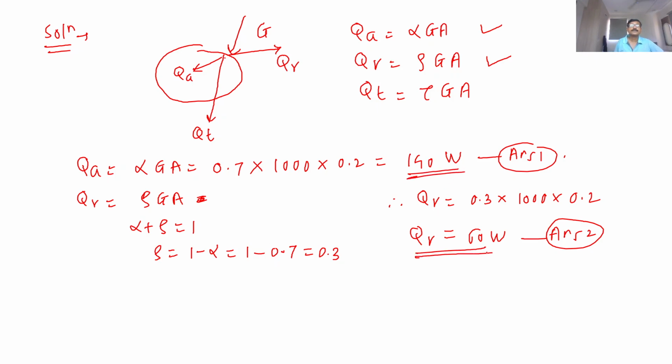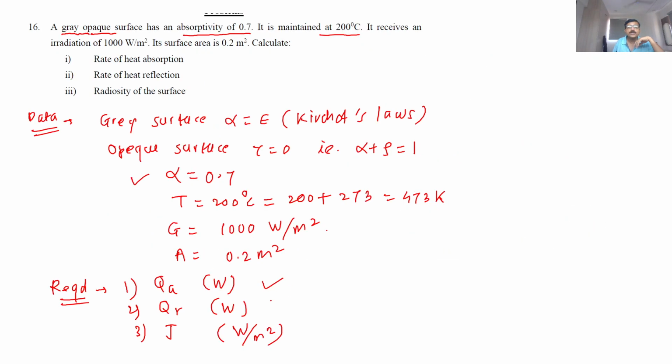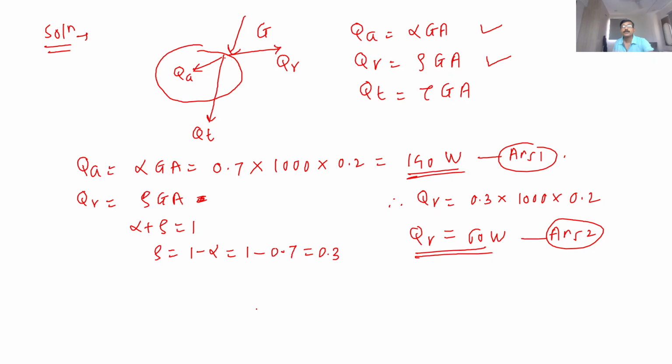Highlight the answers. Okay, and finally, QA is over, QR is over. Now they have asked radiosity J. What is radiosity J? It is the addition of the amount of energy emitted plus the amount of energy reflected. So it is given as J is equal to E plus rho G.